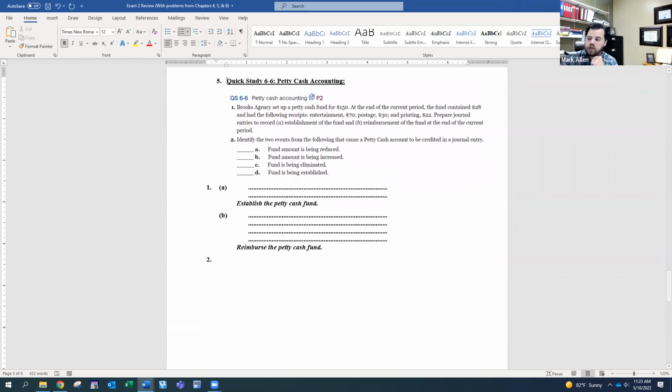Chapter 6, we're looking first at petty cash. Petty cash is one of our two main topics here in chapter 6. So we've got this company, Brooks Agency. They set up a petty cash fund for $150.